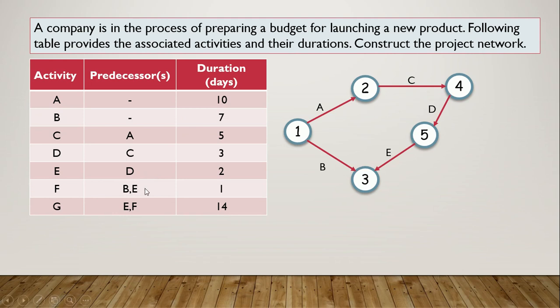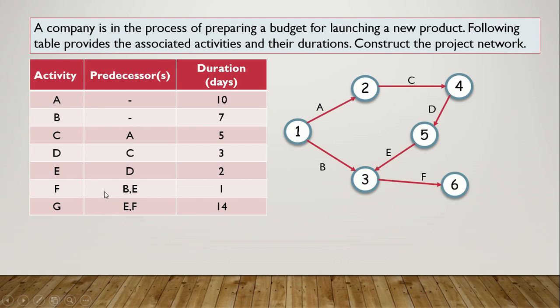Activity F can be started only after completion of B and E. That's the reason I have turned this 5. I haven't written 5 here. I have kept 5 here so that I can reach 3, so that I can draw F from here. Here F can be started only after completion of B and E.